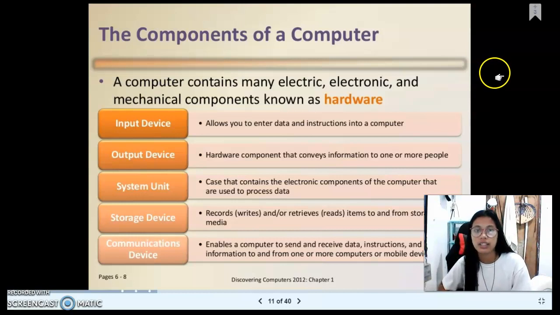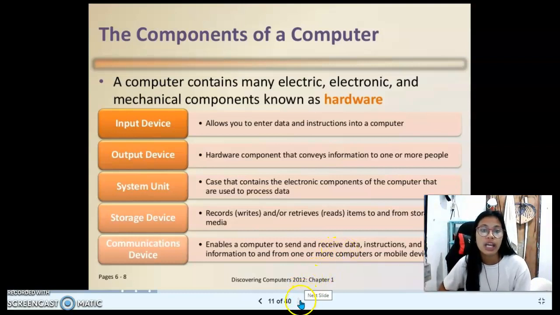An input device allows you to enter data and instructions into a computer. An output device is a hardware component that conveys information to one or more people. Next is the system unit, a case that contains the electronic components of the computer that are used to process data. Next is the storage device. It records, writes, and or reads items to and from storage media. Lastly is the communication device. It enables a computer to send and receive data, instructions, and information to and from one or more computers or mobile devices.